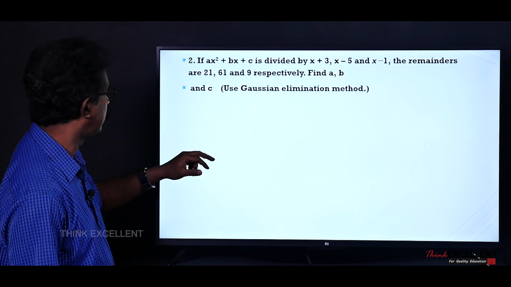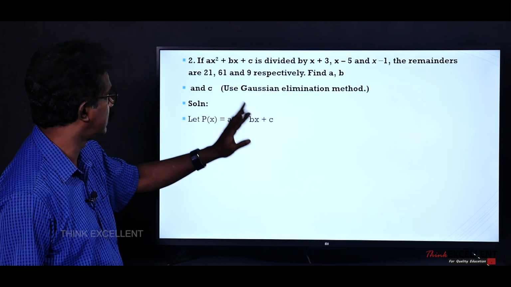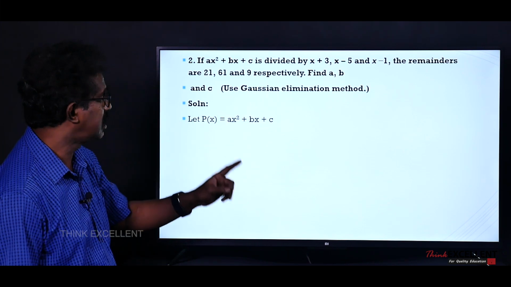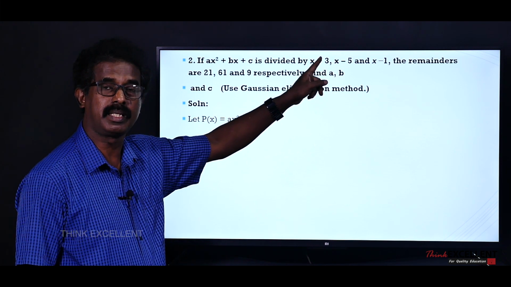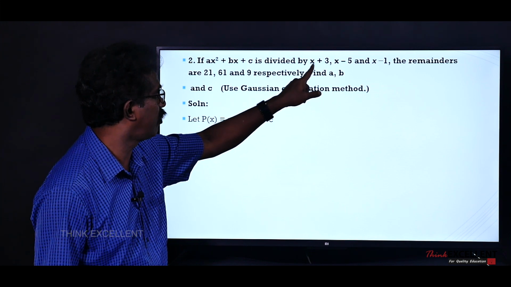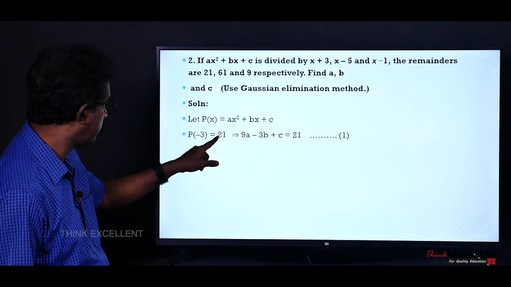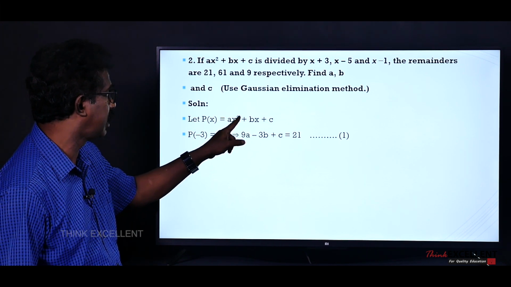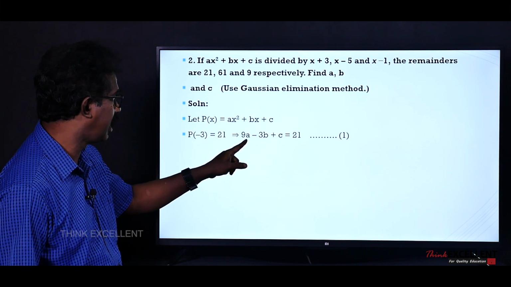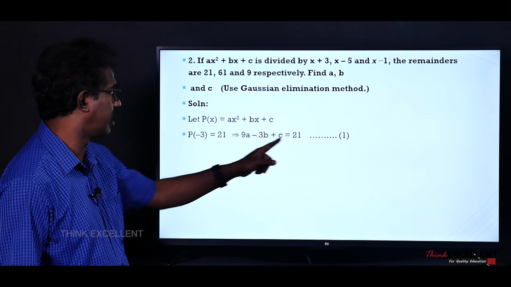This is the polynomial given. The given polynomial is p of x, ax square plus bx plus c. Okay, that's the polynomial. First one, we are dividing by x plus 3. What's the remainder? P of minus 3, right? P of minus 3 equal to 21. Meaning for x you put minus 3. Minus 3 square, 9. So 9a minus 3b plus c equal to 21.